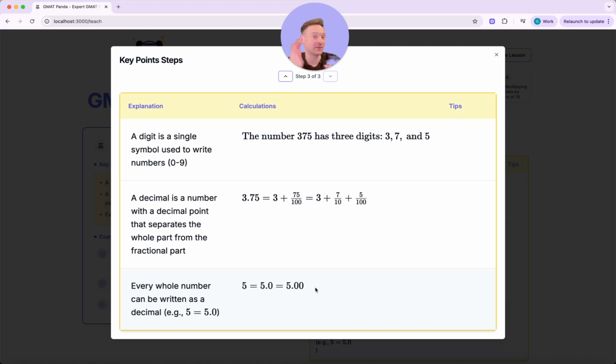We're just adding some zeros after the dot. It's just another way of writing it, which in some conditions we may want to do. The key thing to remember is that actually whole numbers are also part of the decimal category.